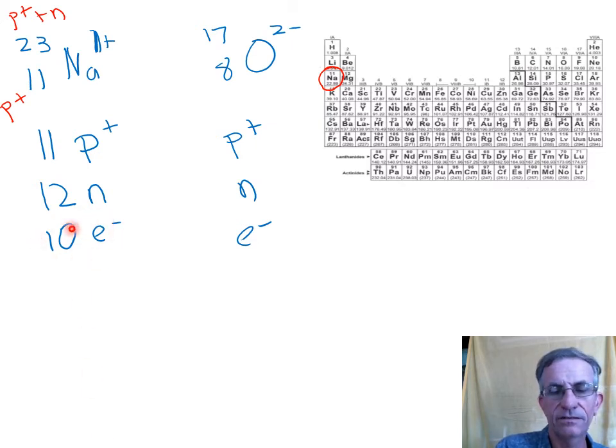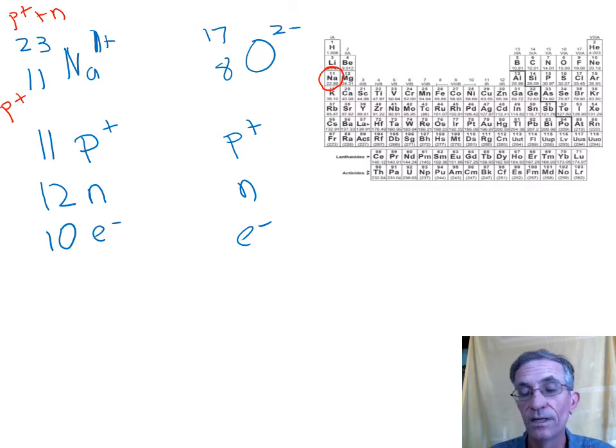10 negatives, 11 positives should add up to -1. So together, they should make sense with that top number, that charge you see there. All right? Let's try one more. Let's go to the oxygen example, the one on the right there.